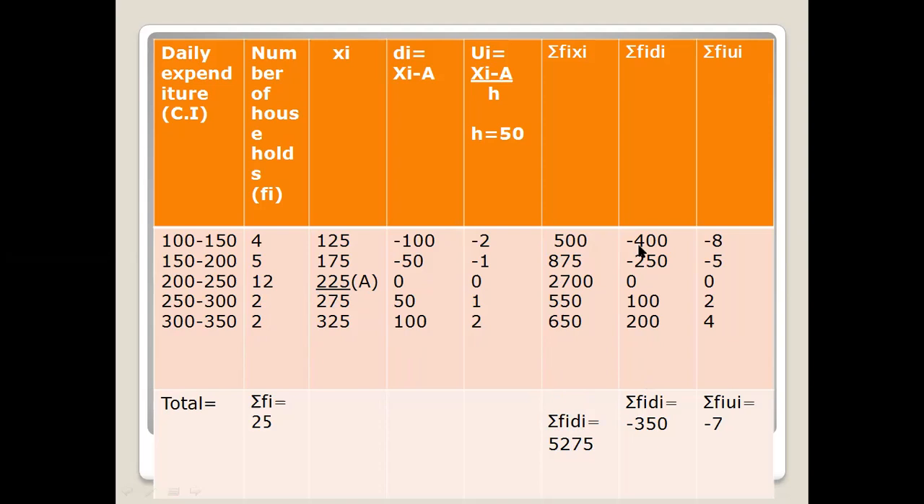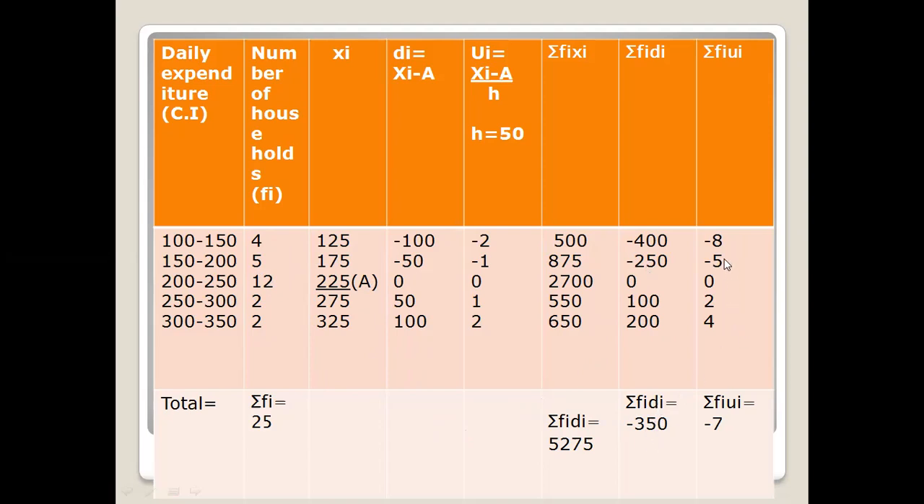Now go to the fi di column. Multiply fi and di values. 4 into minus 100 is minus 400. 5 into minus 50 is minus 250. 12 into 0 is 0. 2 into 50 is 100. And 2 into 100 is 200. Now add first both positives, that is 100 plus 200, that is 300. Then minus 400 minus 250 is minus 650. Minus 650 plus 300, its value is minus 350. So sigma fi di value is minus 350.